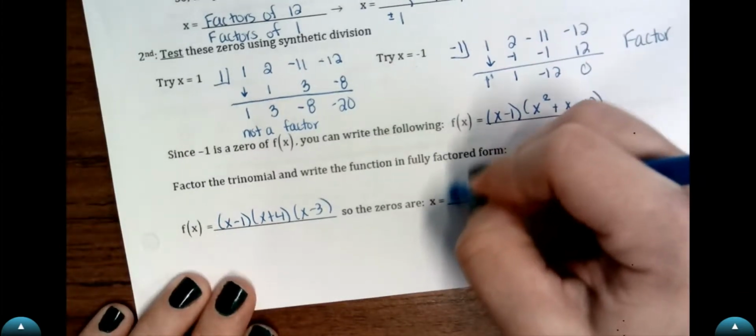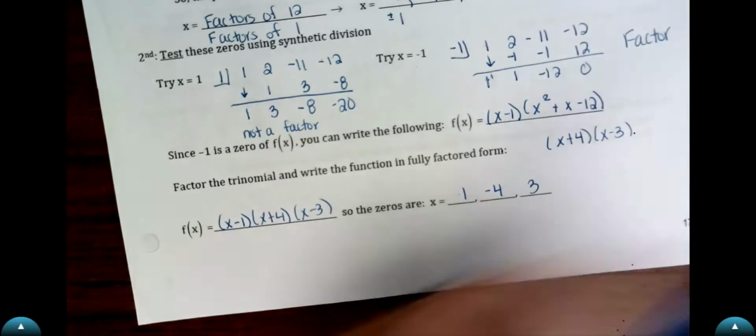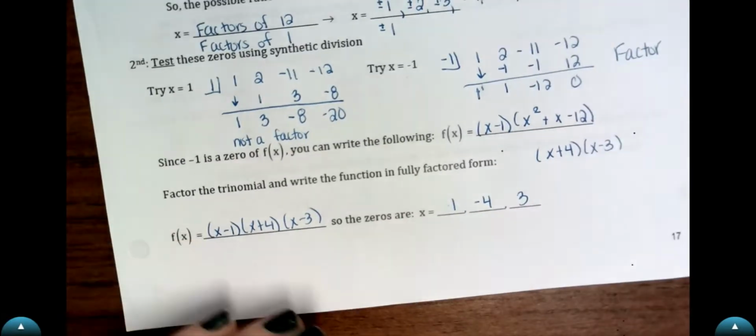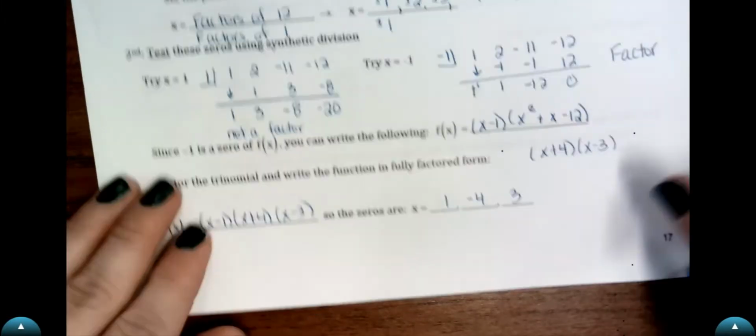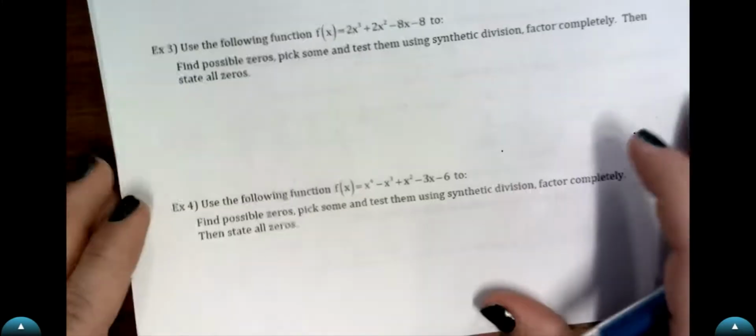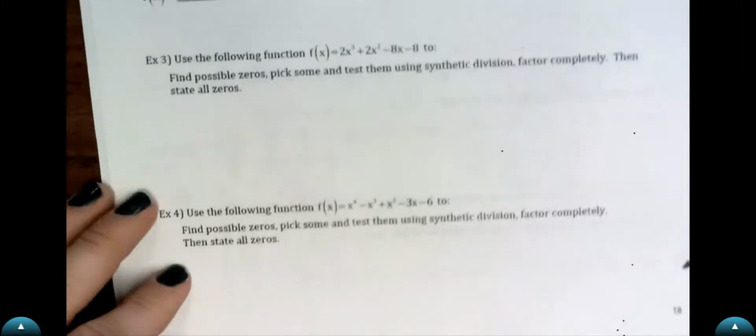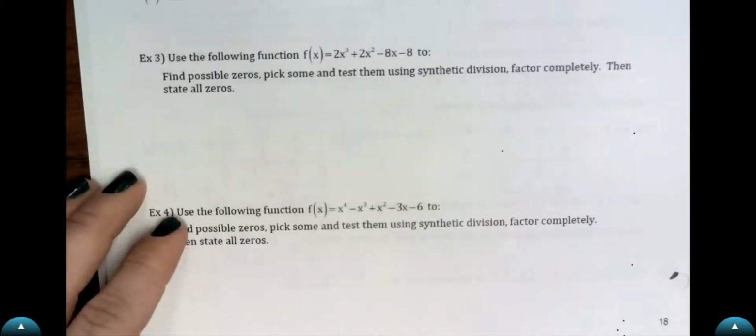My bad. Okay. Almost done. Okay. Yes, almost done.